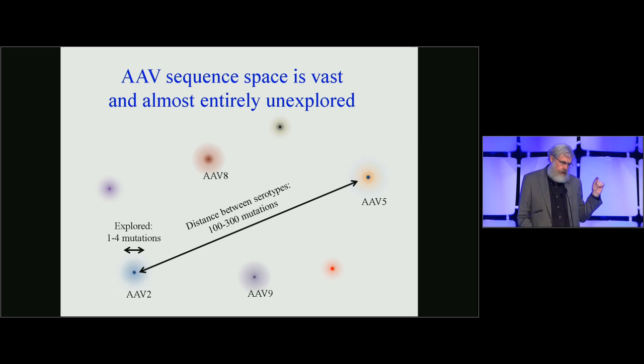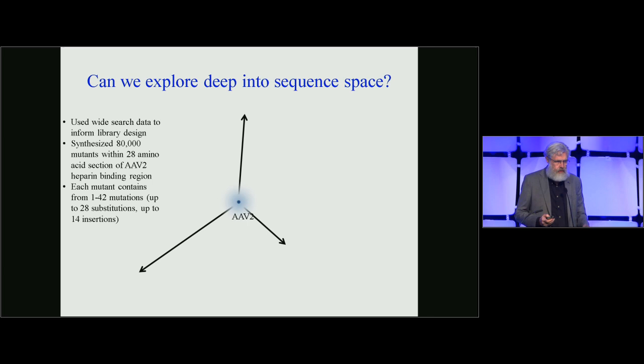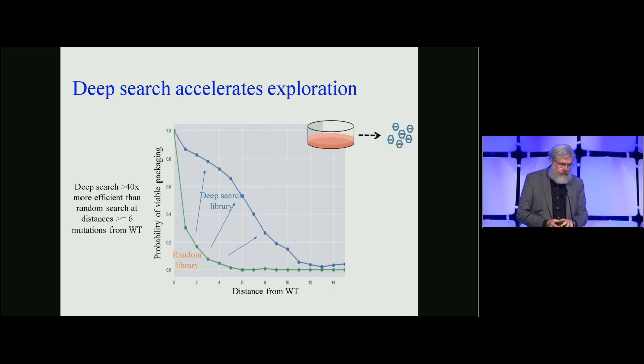We would like to explore a much bigger space where we can use the information from single point mutations to really expand out by dozens of mutations at a time. And the result of this is that we can easily get 10 to 15 mutations away from wild type, and so we can get as dissimilar as 50 to 60% similarity in the library region, the region we're exploring.